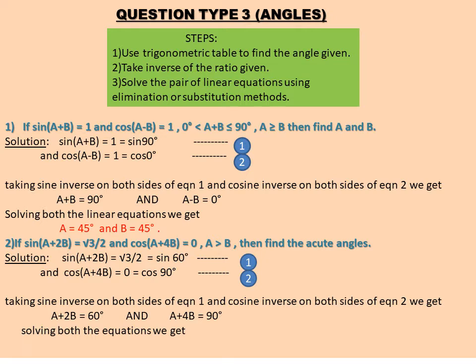So these are pair of linear equations. You will solve it and you get the answer. A is equal to 30 degree and b is equal to 15 degree. So by any method, elimination or substitution or any other method, right? So this was type 3. Let's move on to the next type.